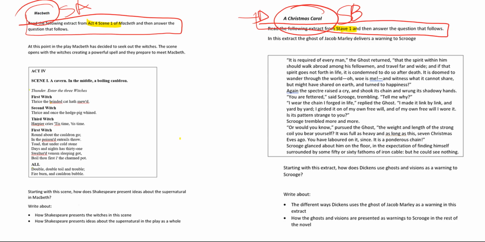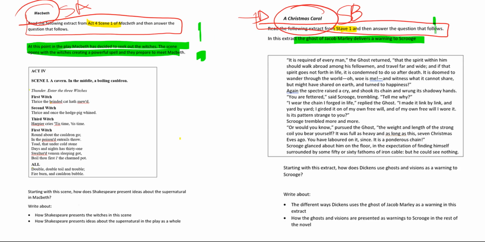And then you'll always get a bit of background as to what is happening at that point in the play, or at this point in the novel. Okay, so for this one, at this point in the play, Macbeth has decided to seek out the witches. The scene opens with the witches creating a powerful spell and they prepare to meet Macbeth. So it's really important that you read that background, because it positions you as to where you are in the novel or in the play, and it gives you a bit of background for the extract that you get given.